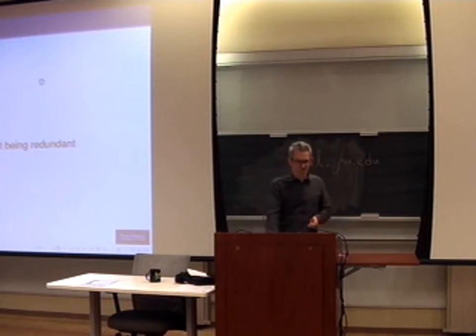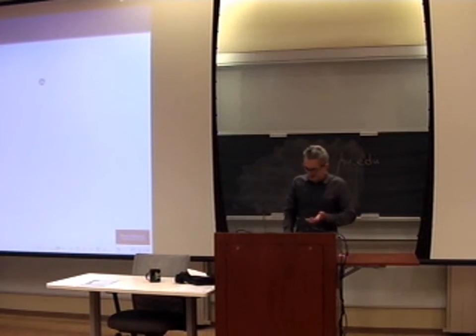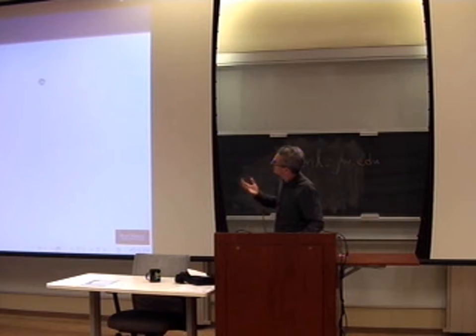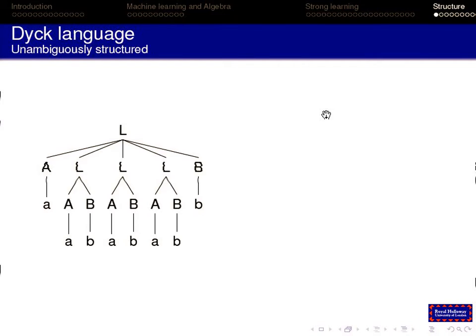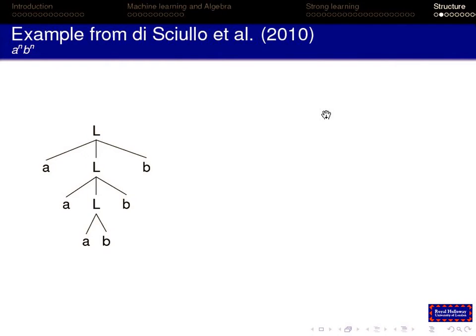So let's take a case of a language like the Dyck language, the matching bracket language, where we're going to replace open brackets with A and closed brackets with B. In this sort of trivial example here, we end up with a unique tree which looks like this. If we have the classic example of A to the n, B to the n, we end up with a unique tree that looks like this.